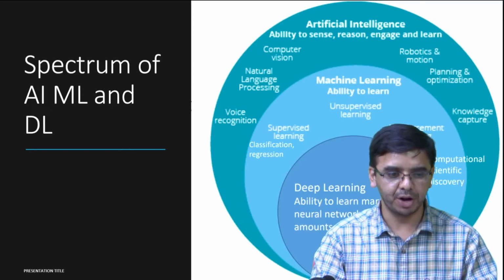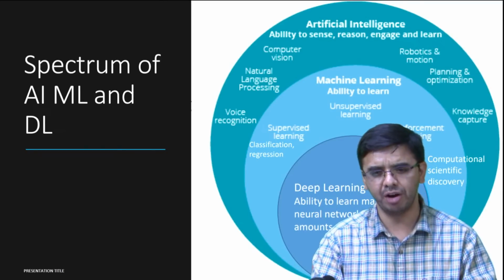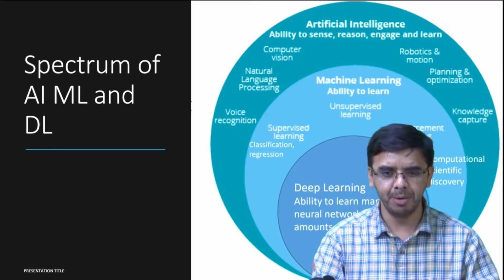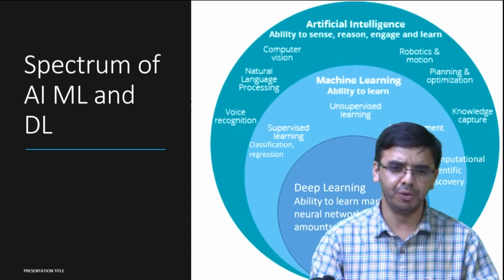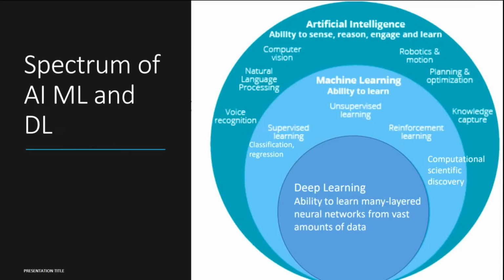If you see the entire spectrum of AI, ML and DL in a single frame, artificial intelligence involves the ability to sense, reason, engage and learn. So it involves computer vision, natural language processing, voice recognition, robotics and motion and so on, right? And machine learning is basically a specific subset of artificial intelligence where we make a machine intelligent by learning from the past data. Machine learning is basically supervised learning, unsupervised learning, then reinforcement learning and so on. Then deep learning is the ability to learn by connecting multiple layers together.